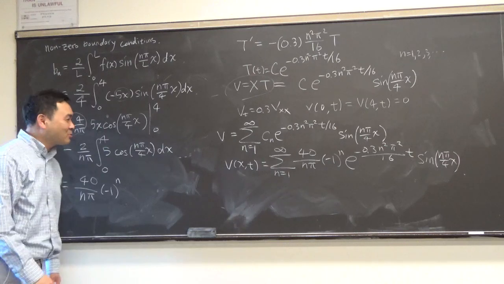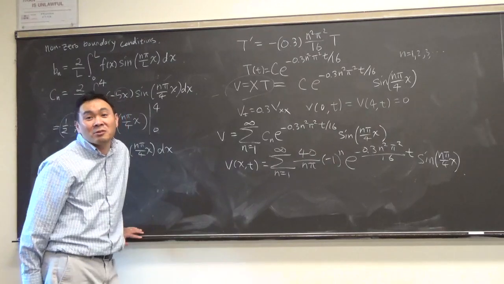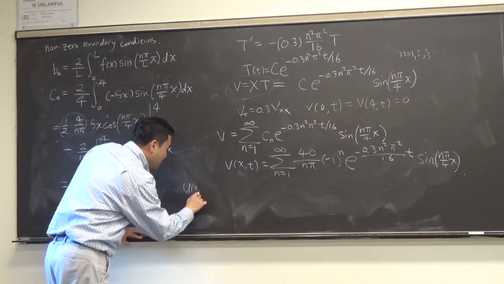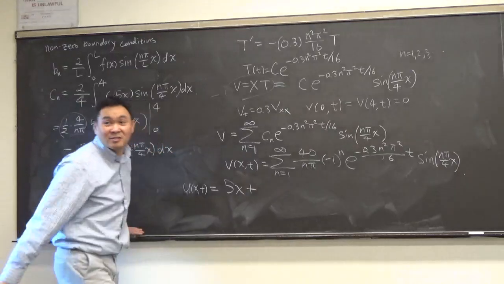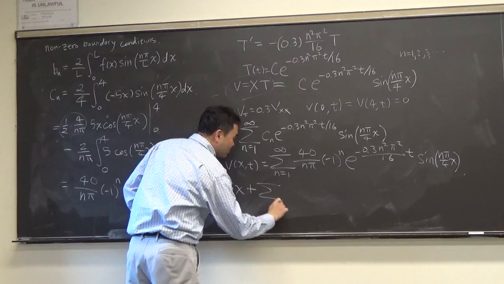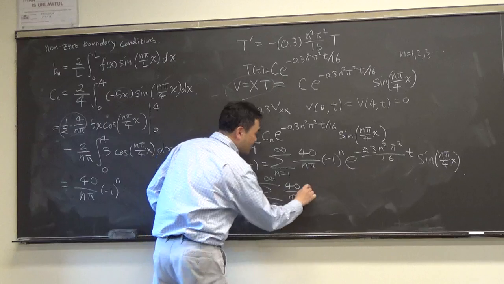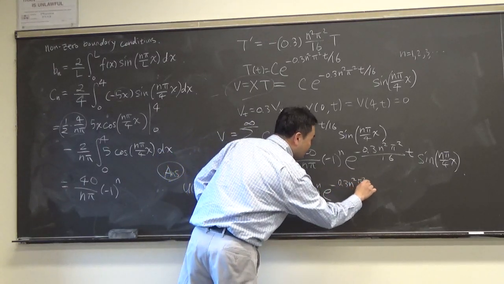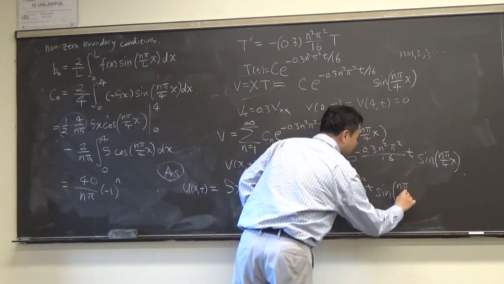Yeah. So the question was so long that the solution was so long you forgot what the question was. We weren't looking for V. We were looking for u of x, t. What is u of x, t? It's 5x plus this thing. Right? So the real answer is 5x plus the summation n equals 1 through infinity of 40 over n pi, negative 1 to the nth power, e to the negative 0.3 n squared pi squared over 16 t, sine n pi over 4 x.